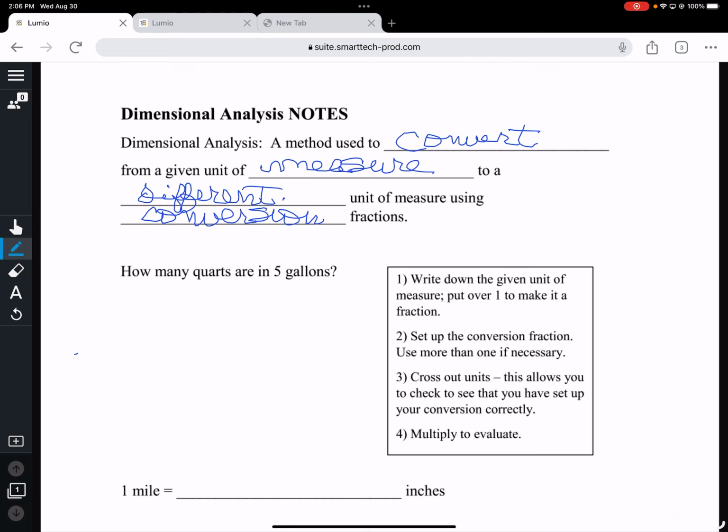All of that in a big old way, big words to say, we're going to take feet and convert them to miles. Or we're going to take miles and convert them to inches. We're going to take quarts or gallons and figure out how many quarts that would be.